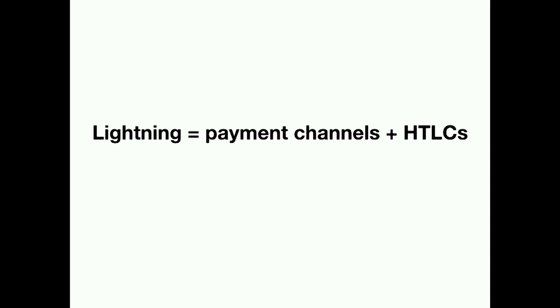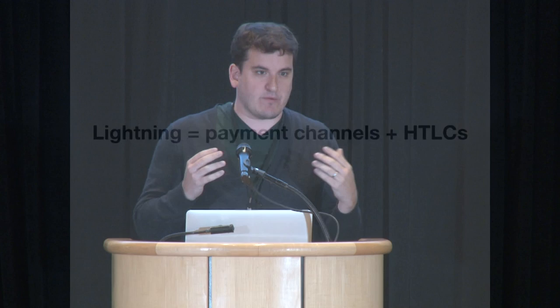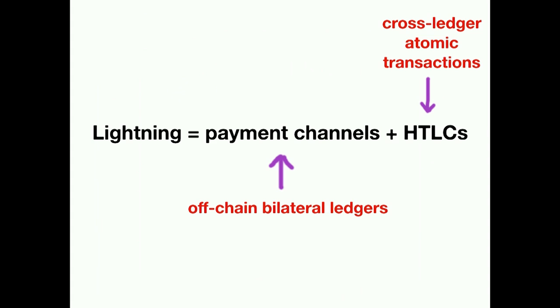So what is Lightning? One thing I've realized is a lot of people who are pretty familiar, people who use Lightning, don't really think of it the way that I think of it, and I think this is a helpful way. Lightning is really composed of two ingredients, and they're composable, but they're separate. Payment channels give you off-chain bilateral ledgers between two parties, and HTLCs give you cross-ledger atomic transactions, where the ledgers are not public chains, they're just payment channels. HTLCs are the part we're talking about here, not payment channels. I love payment channels. HTLCs are the problem, and that's what we're going to be talking about.